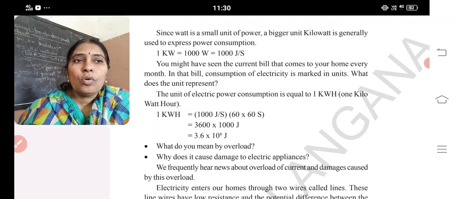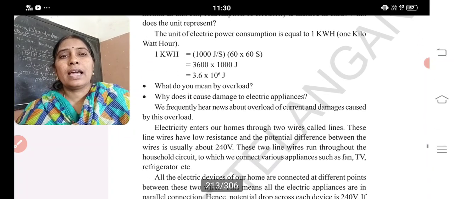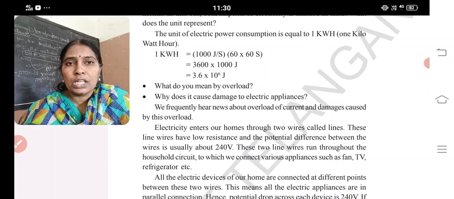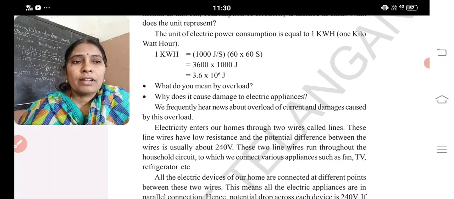What do you mean by overload? Why does it cause damage to electric appliances? We frequently hear news about overload of current and damage caused by the overload. Electricity enters our home through two wires called lines. These line wires have low resistance and the potential between the wires is usually 240 volts. The two lines run throughout the household circuit, to which we connect various appliances such as fan, TV, refrigerator, ovens, mixers, rice cookers, etc.